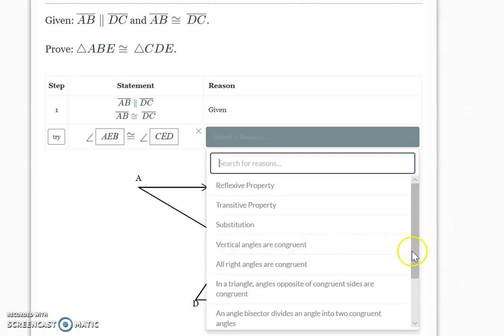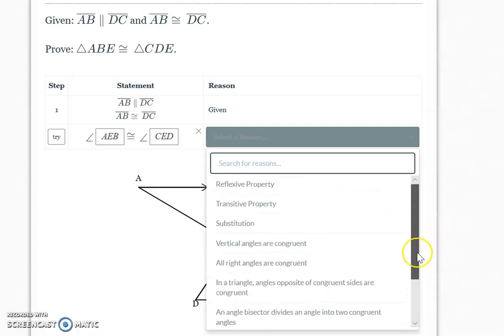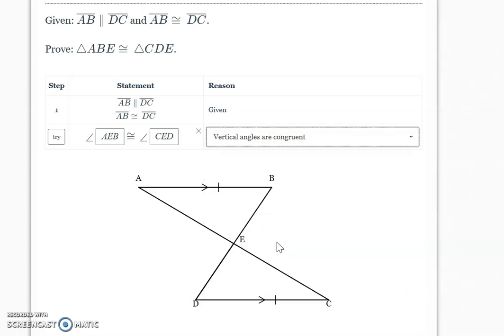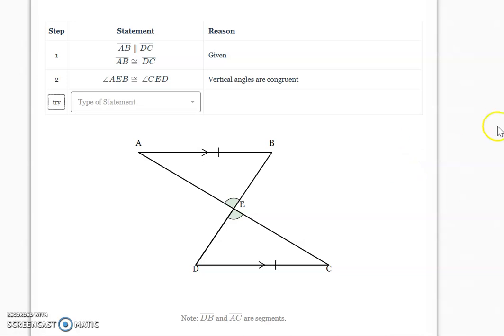So here it is. This is our list of all of the reasons. And we know that vertical angles are congruent. So I'm going to insert that in there. So now what the program's done is it's marked those two angles. So now I have a side and an angle of one triangle that's congruent to a side and an angle of another triangle. Now, we got to come up with three things because two is not sufficient to prove that triangles are congruent.